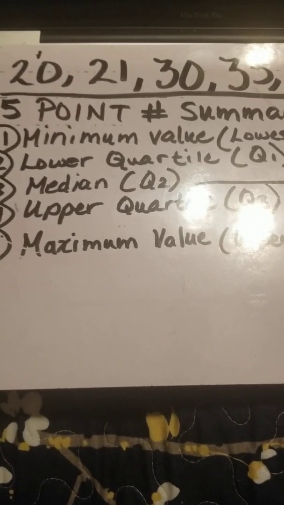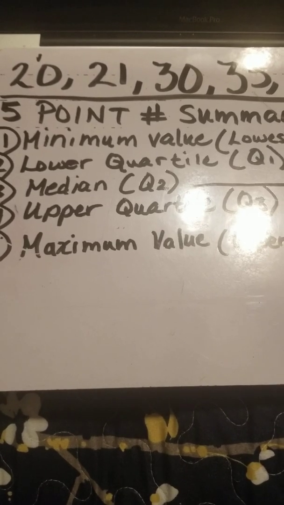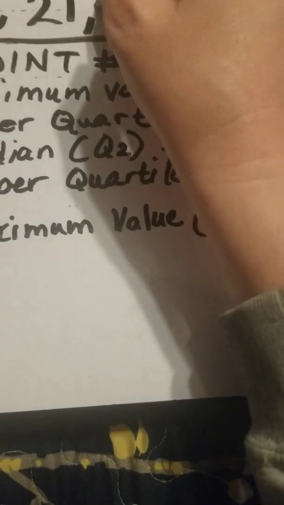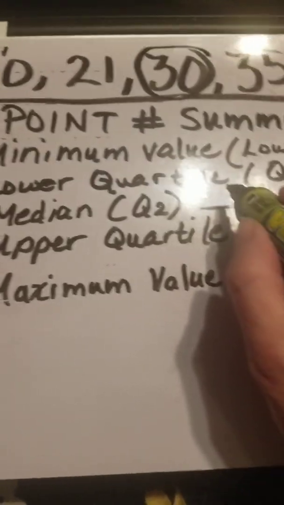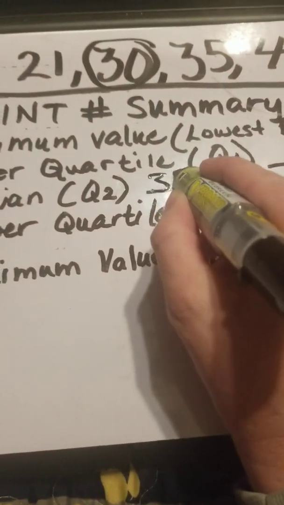Then you have to look at the lower quartile. You have to look at the median. Well, the median is the one in the middle. So that's the median right there, 30. I'll go ahead and fill that one in. Median, Q2, is 30.